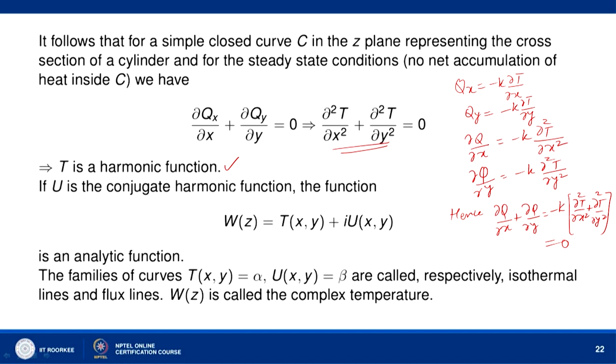Now, if you use the conjugate harmonic function of T, then the function W(z) equal to T(x,y) plus i u(x,y) is an analytic function, and the families of curves T(x,y) equal to alpha, u(x,y) equal to beta are then respectively called isothermal lines, because along those lines T(x,y) equal to alpha, temperature remains constant. And u(x,y) equal to beta are called the flux lines. This W(z) is called the complex temperature.